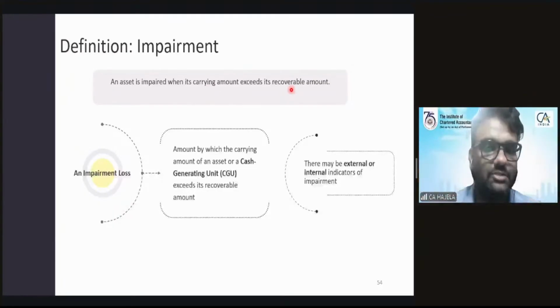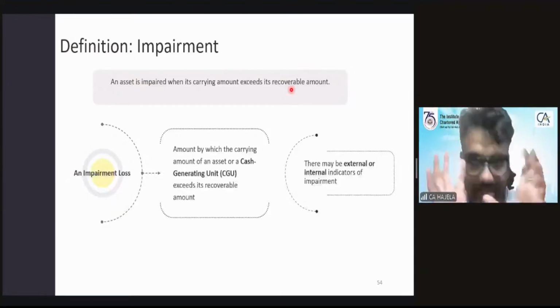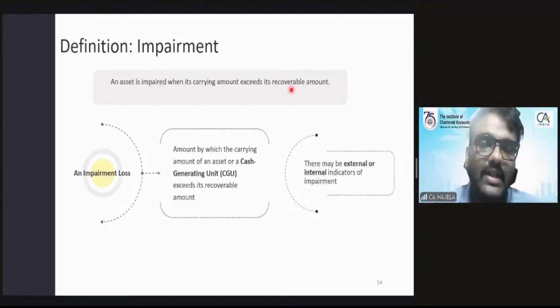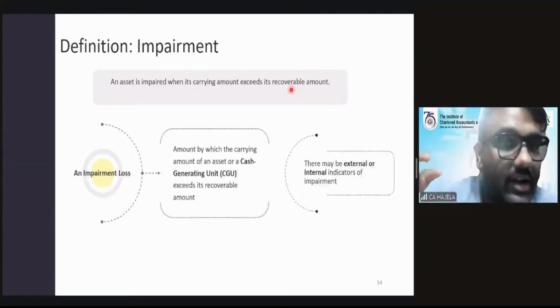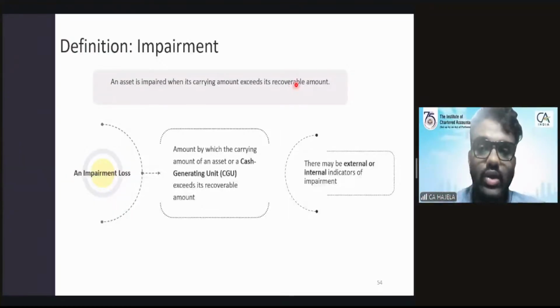अगर ये conceptually समझ में आ गया है, good. If no, don't worry, I have slides dedicated for this where you can see all this what I'm telling you. But impairment means significant reduction in the value of the asset. Now, this significant reduction can be due to external as well as internal indicators.